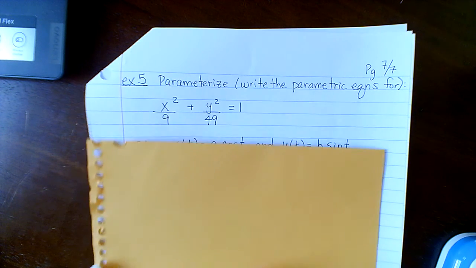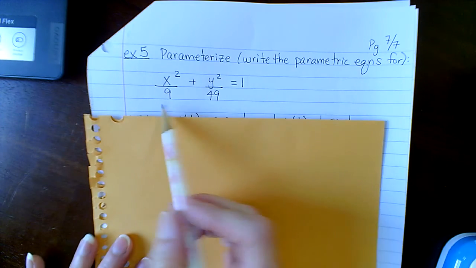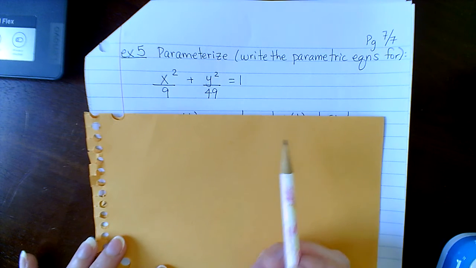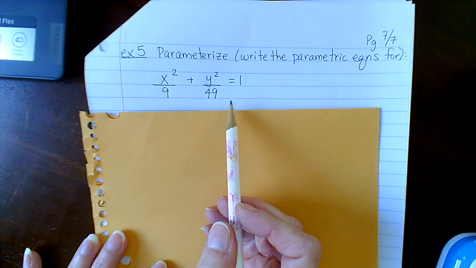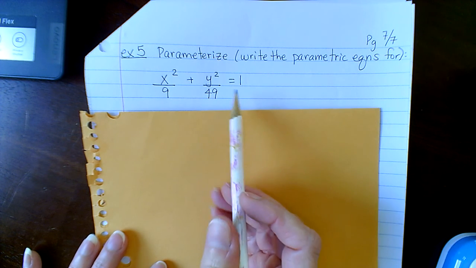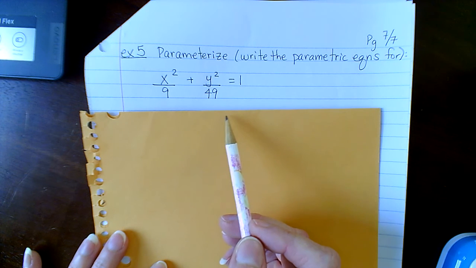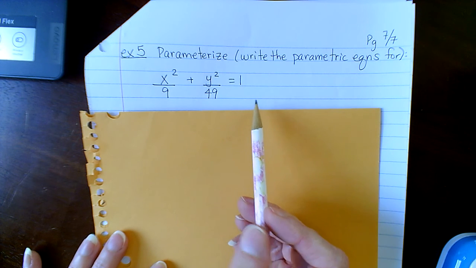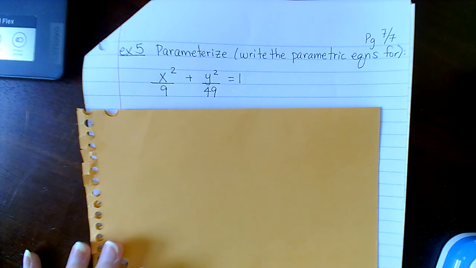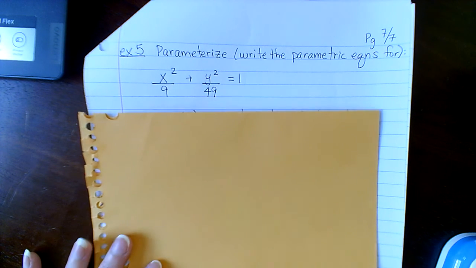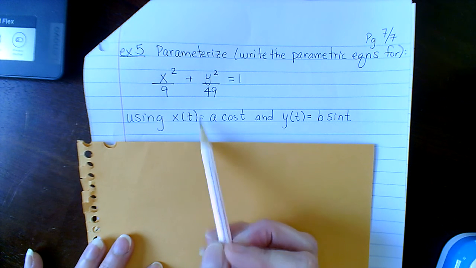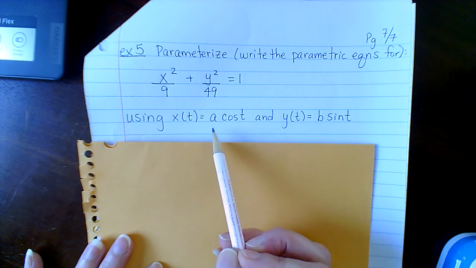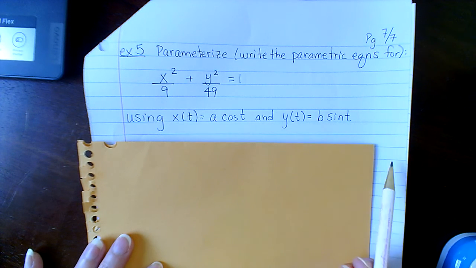So, all right, here's our rectangular equation. Now, I know what you're thinking. You're looking at it going, well, that looks just like the standard form of an ellipse, right? That's what you're thinking? Well, it should be. So anyway, we're going to write the parametric equations for this. We're going to use x of t, remember that's the same thing as just x, is a cosine t, and y is b sine t.